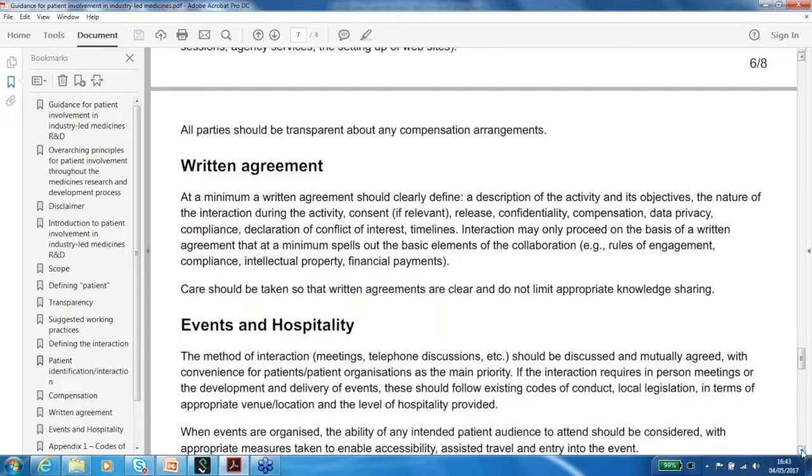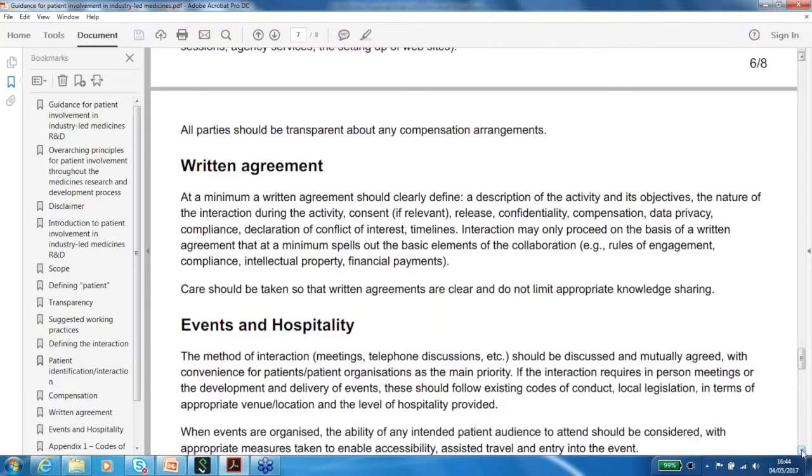But essentially, at a minimum, the written agreement should cover consent, the release, how we're going to be using any recordings or any patient information. Clearly, confidentiality and data privacy are very important. Compensation, any declarations of conflicts of interest, and things like timelines. How often is the patient going to be engaged? Is it a one-off activity, a one-to-one discussion or telephone conference, etc.? Or are there going to be several interactions over a period of time? And to make sure that the basic elements for the collaboration are actually covered.